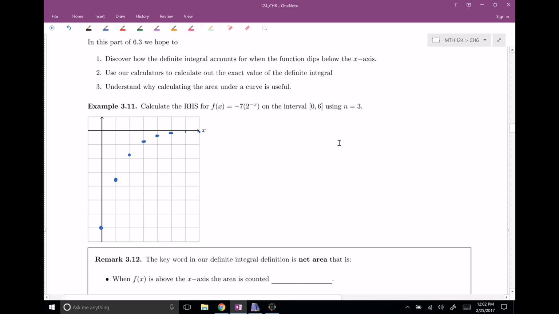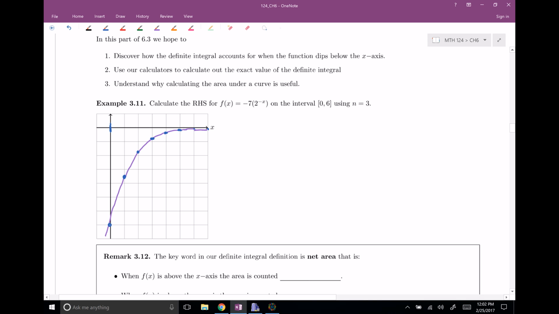Okay, so if I was to sketch this function, it would look something like this. I would connect all the points, a nice curvy line here. There we go. So you can see that this is all below the x-axis. I'm interested in the interval from 0 to 6. So here is 0, 1, 2, 3, 4, 5, 6. This is where I stop. So I'm interested in maybe this area right here to some extent.